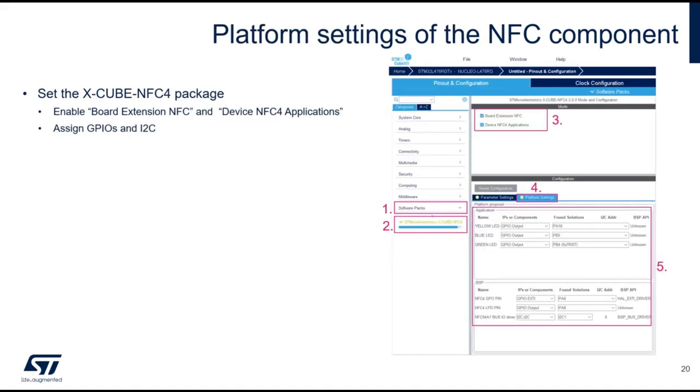One last thing before we compile and debug, navigate to Software Packs at the middle left of your screen. There should be only one item that you can click on. Check the box next to Device NFC4 Application and Board Extension NFC. Under the Platform Settings tab, assign the correct hardware to the pins. For example, for the yellow LED, select PA10 under Found Solution. Essentially, duplicate what you see here on the screenshot.